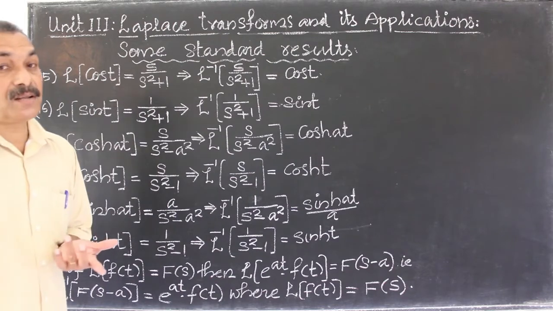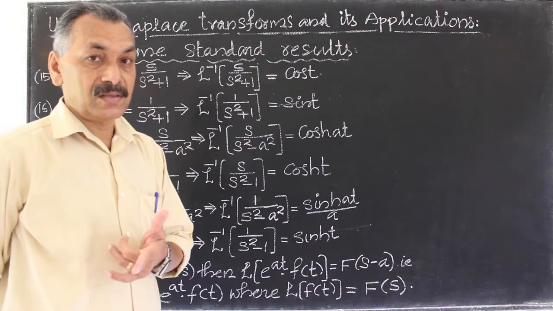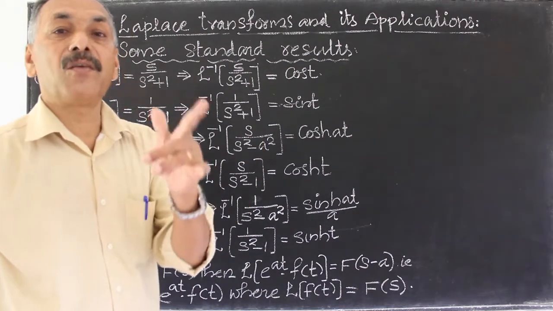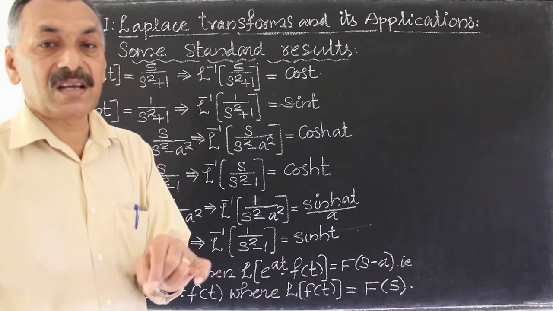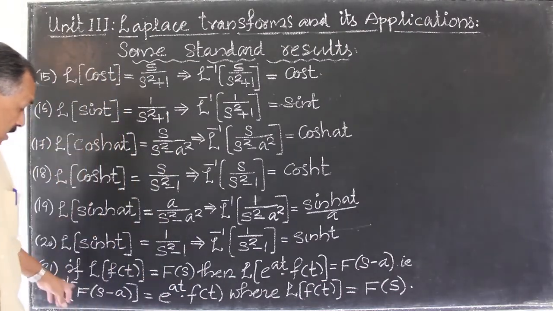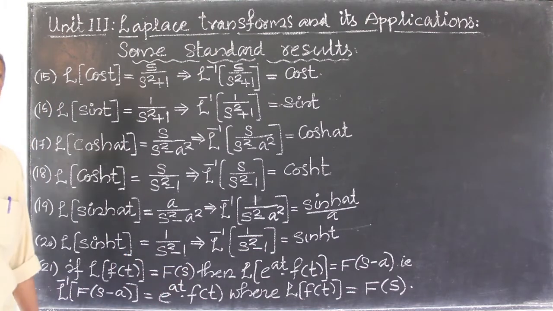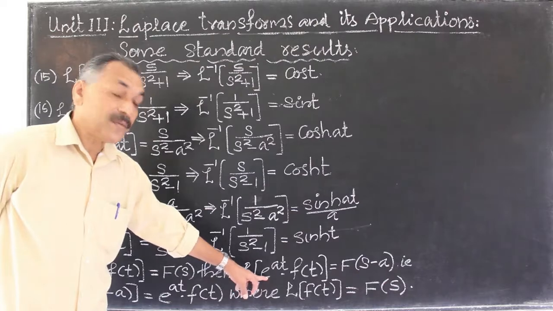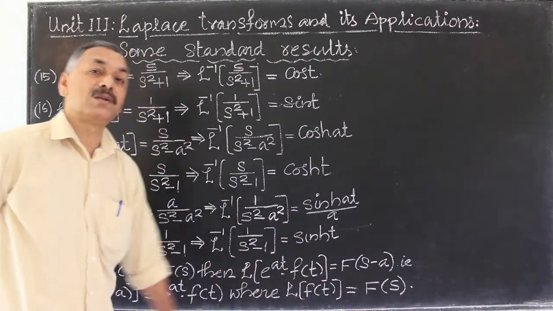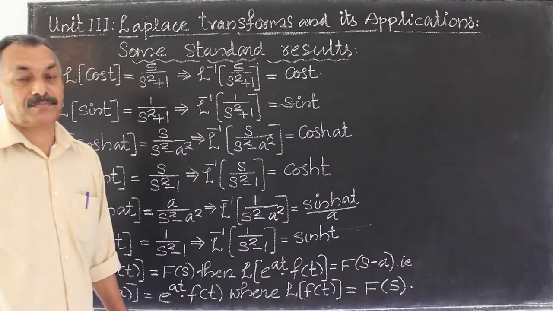What is the S shifting theorem? Laplace transform of f of t is equal to F of s. Then e raised to a t into f of t gives the Laplace transform F of s minus a. That means wherever s appears in F of s, we give s minus a. That means if L of f of t, the Laplace transform of a function f of t, is equal to F of s, then Laplace transform of e raised to a t into f of t is equal to F of s minus a.